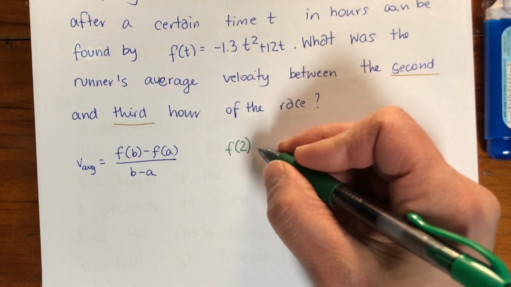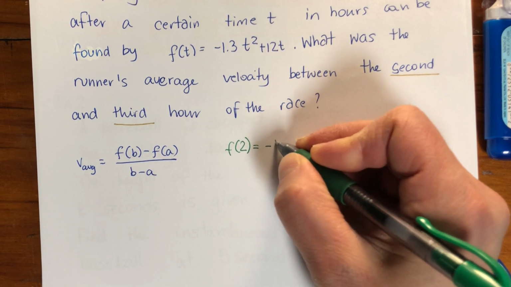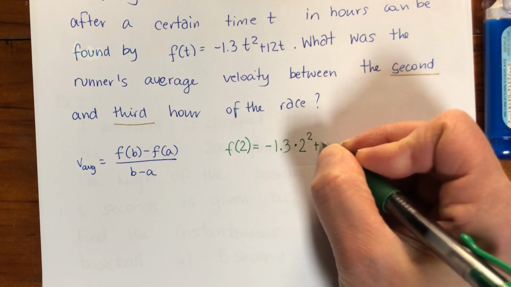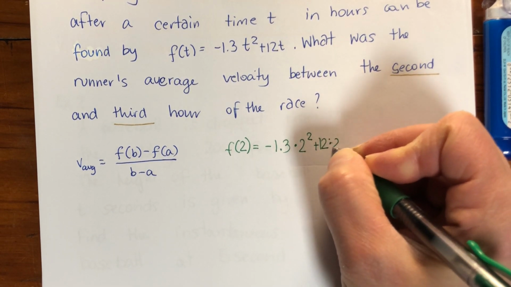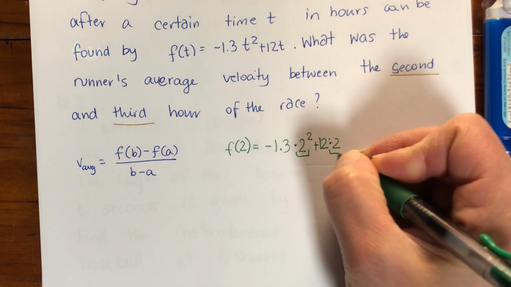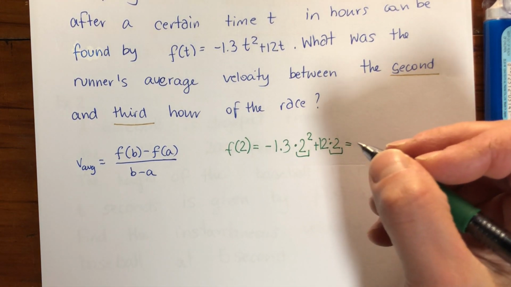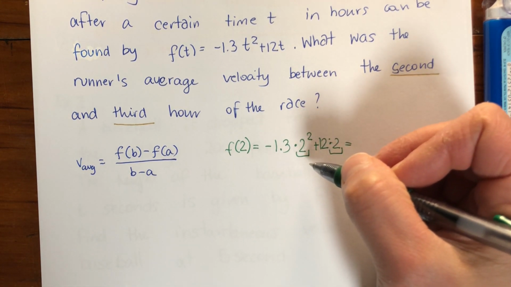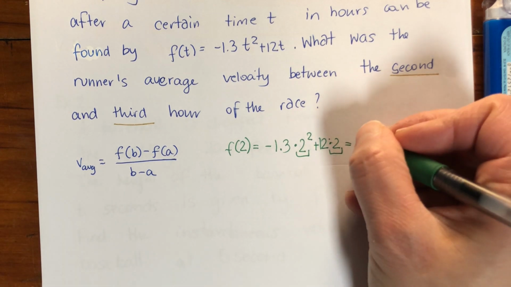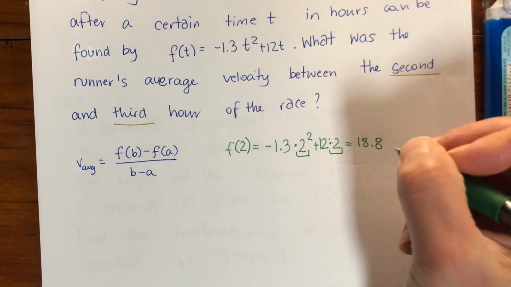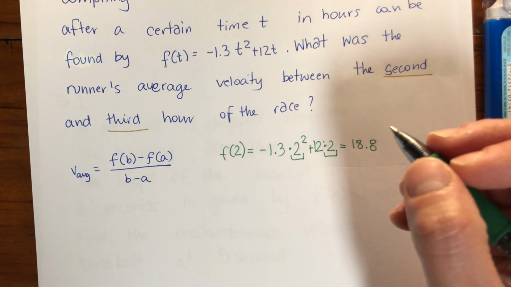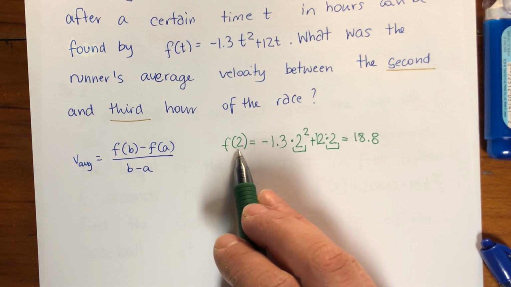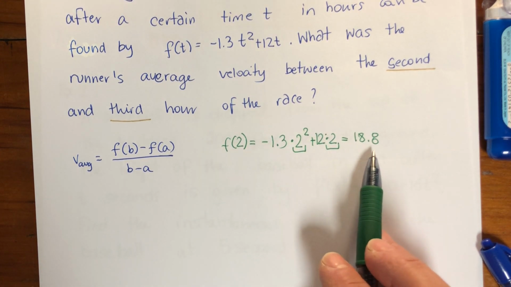I'm going to see what happens after the second hour and plug it into my equation: negative 1.3 times 2 squared plus 12 times 2. Again, 2 is the number that I am plugging in. If you have a graphing calculator, use it. If not, make sure you do the order of operations correctly. I already did that. That's 18.8. So 2 hours into the race, it's 18.8.